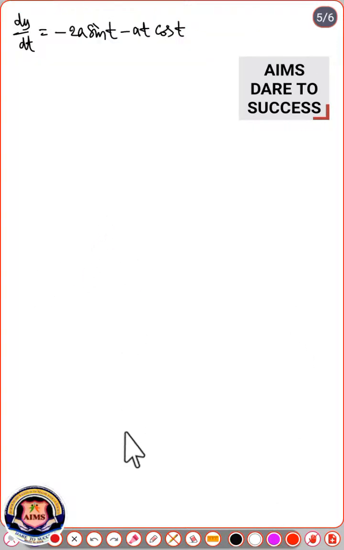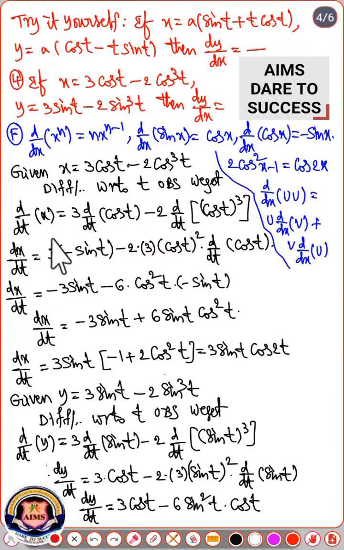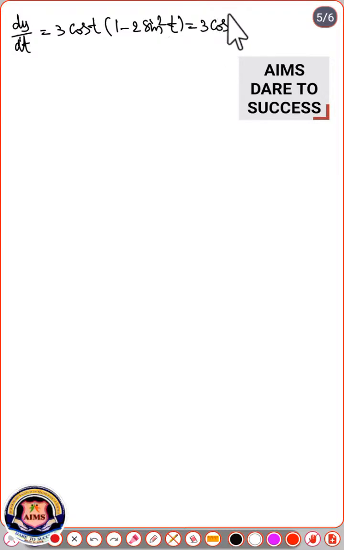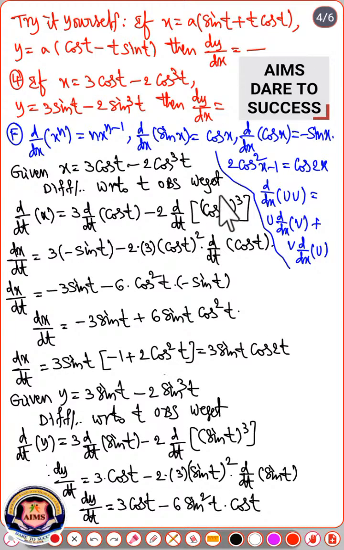Now we can take, is there any common value? Yeah, 3 cos t is a common value. So dy by dt can be written as 3 cos t common, remaining 1 minus 2 sin square t. So 3 into cos t into 1 minus 2 sin square t, which means cos 2t. Okay, you can write the formula.